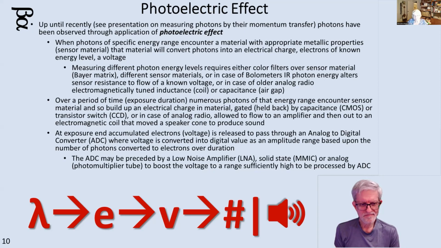I use digital ones. So as the photons make it into the sensor material, you have a duration or exposure that allows the photons to be converted into electrons to produce a charge. And you're going to gate that charge. You're going to hold it back and let it build up like a water level. In the case of CMOS cameras, that's a capacitance. In the case of CCD cameras, that's a charge where you have a transistor that can be turned on or off to either hold or release the electron flow.